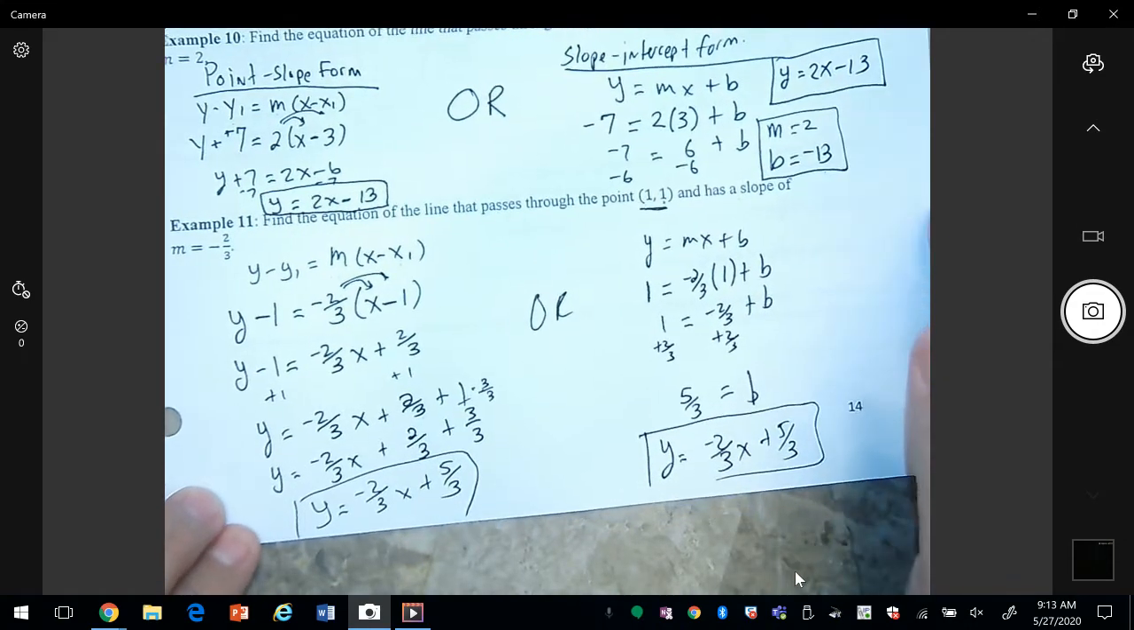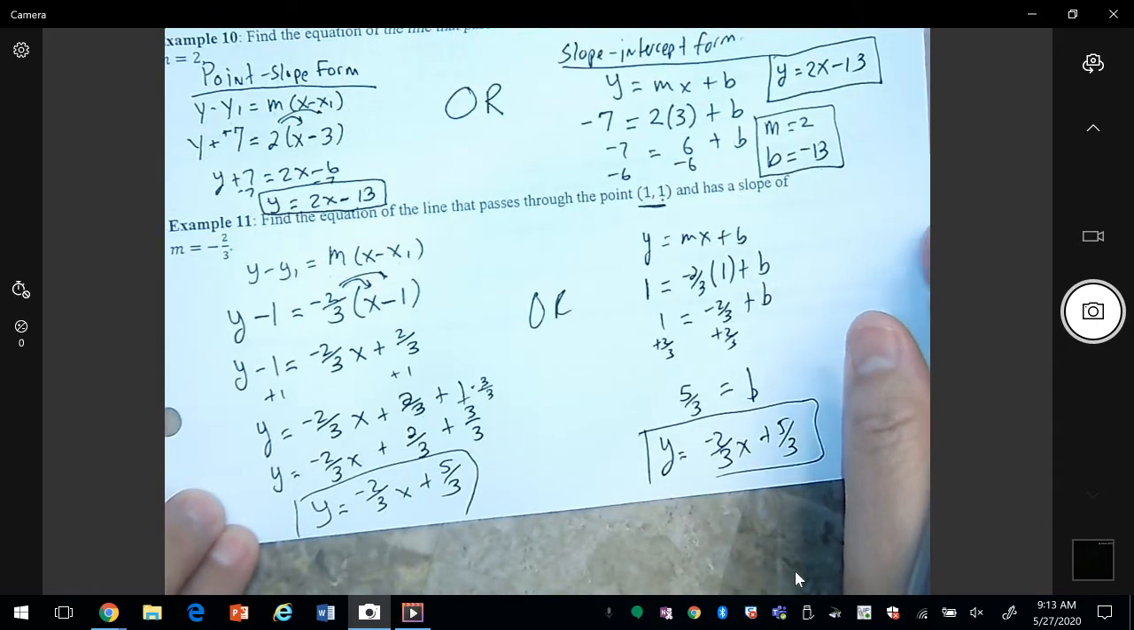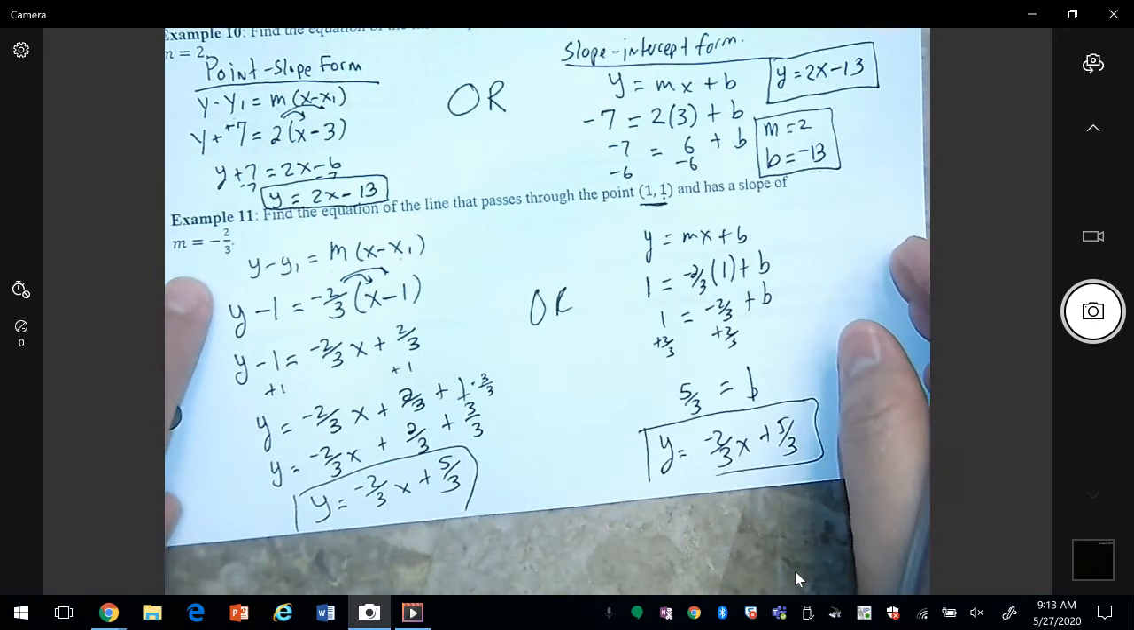Okay, so again, the idea to writing these equations is you have to have the slope and at least one point. And if that one point is the y-intercept, then it makes it even better.